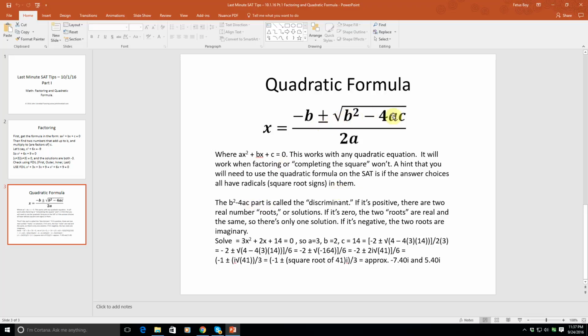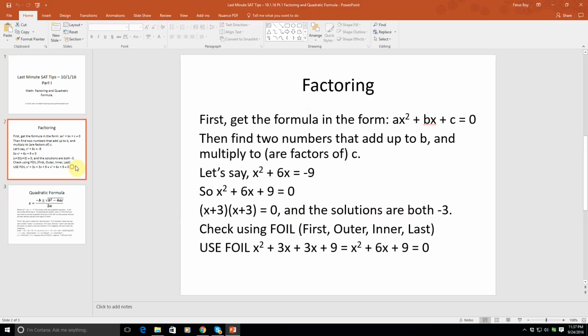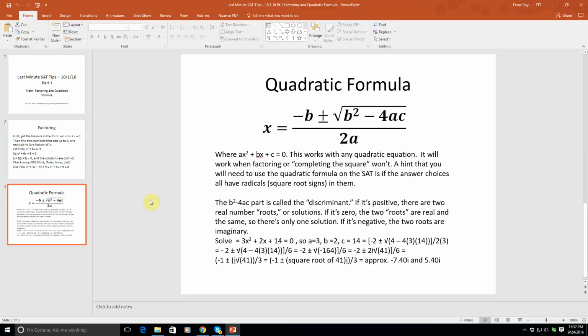So this b squared minus 4ac is called the discriminant. If it's positive, that means there are two real number roots, or solutions. If it's 0, the two roots are real and the same. So just like this previous one, x squared plus 6x plus 9 equals 0, that would be with a discriminant of 0. And if the discriminant is negative, the two roots are imaginary.